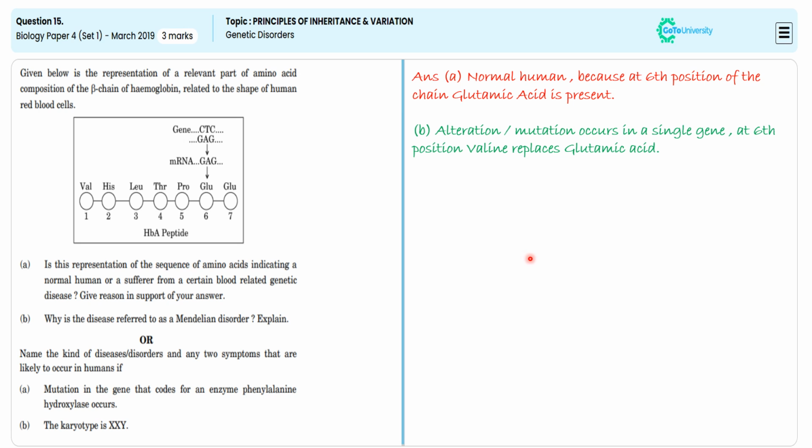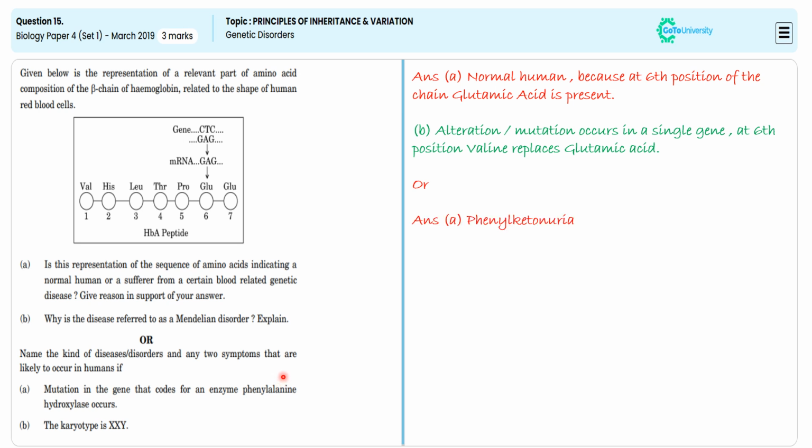In the second optional subjective question, they are directing us to specify the genetic disorder name or the symptom name with the given genetic disorder condition. In the first condition, they are specifying the mutation in the gene will not make the phenylalanine hydroxylase enzyme. If this is the condition, what type of genetic disorder will prevail? For this, we are specifying the disease mentioned here is phenylketonuria. For this illustration, we are getting half mark.